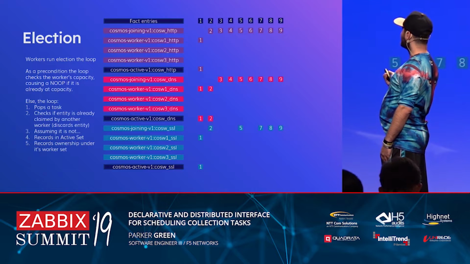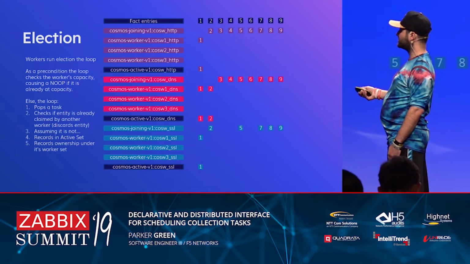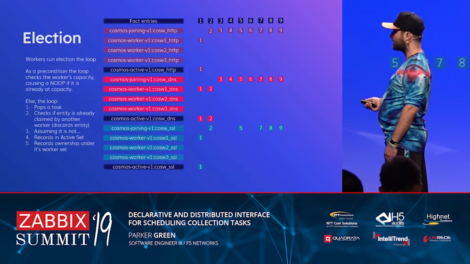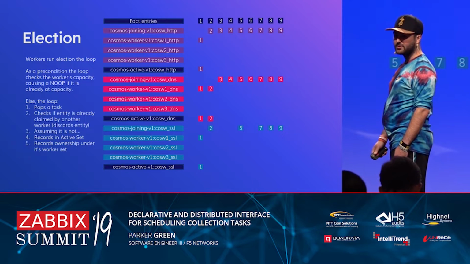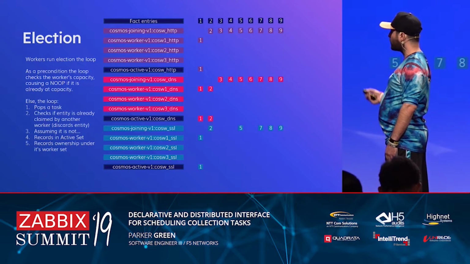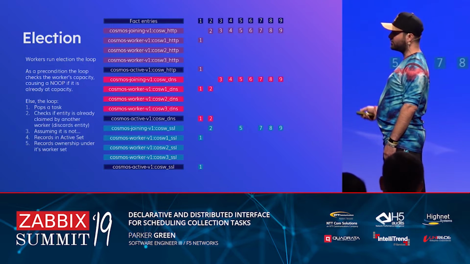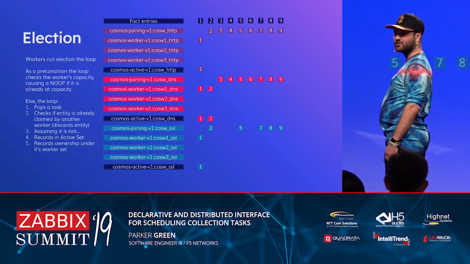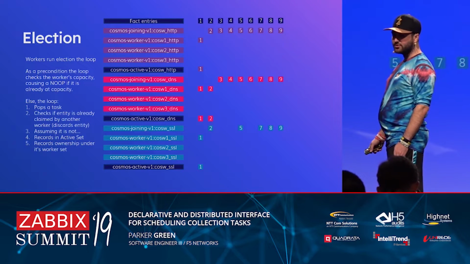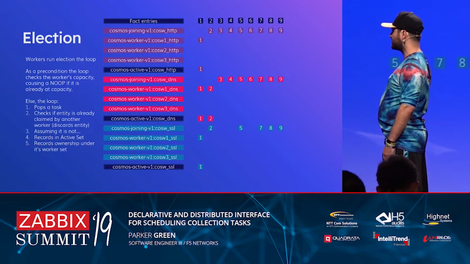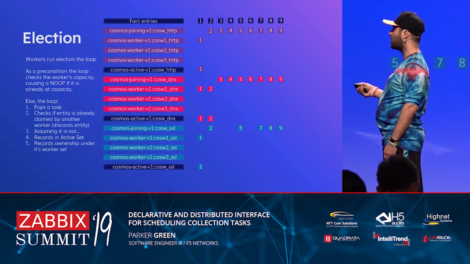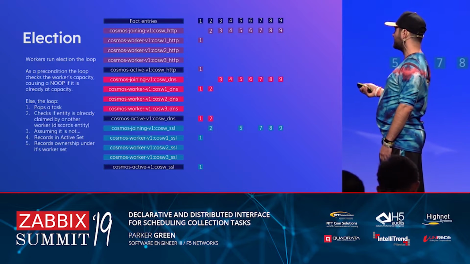As the election starts, the precondition is that the worker is not at capacity. There's some algorithm that informs the agent when it can no longer take more work. And one of the reasons we do this is because in the version of Zabbix that we're using, active item checks are serial and not in parallel. And so we have to have this limitation.